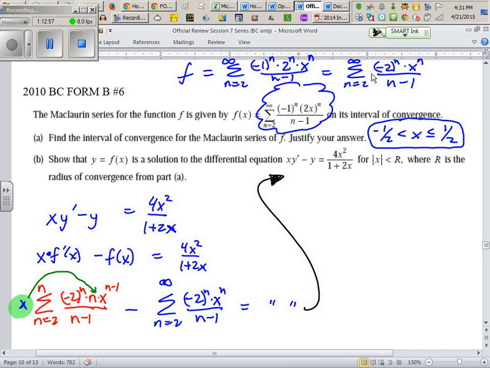Black arrow for the continuation of the work. Before I put it together, I'm going to write it one more time. This is negative 2 to the n times n times x to the n, n minus 1, minus, same sigma, same coefficients almost, x to the n. And now I can put, because these are the same sigma, right? You can make one sigma from the two.